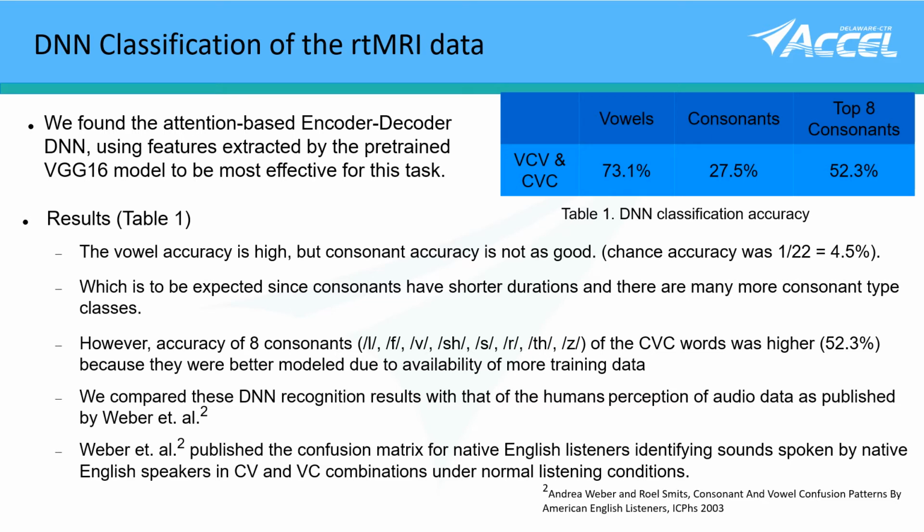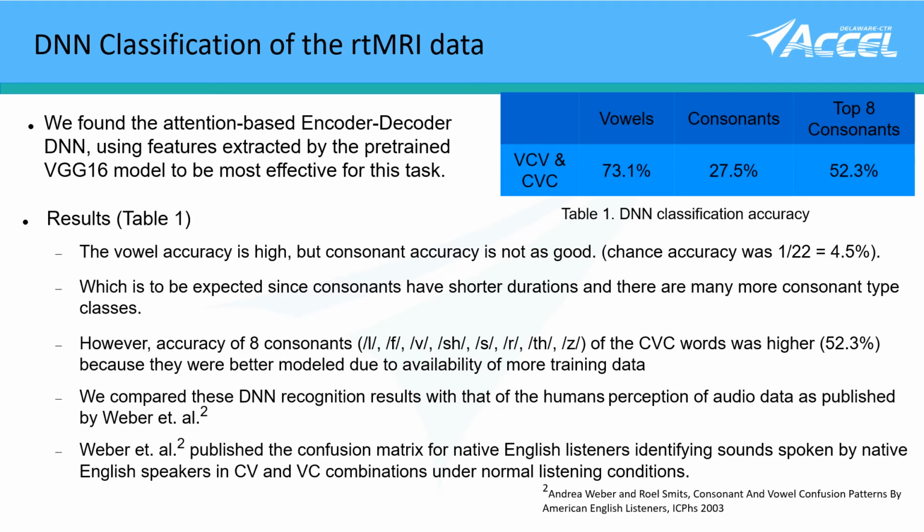The results of the DNN classification presented in the table show high vowel identification accuracy, but the consonant accuracy isn't as good, which is to be expected since consonants have shorter duration and there are many more consonant type classes. However, the accuracy of 8 consonants of the CVC words was higher due to availability of more data.